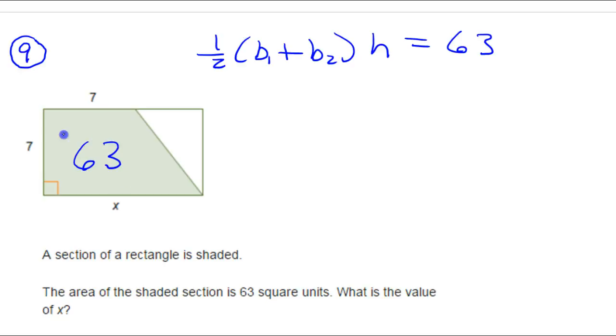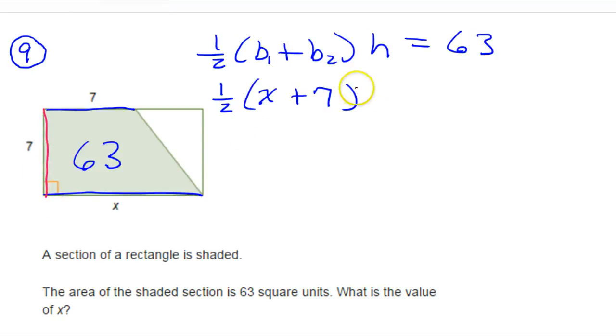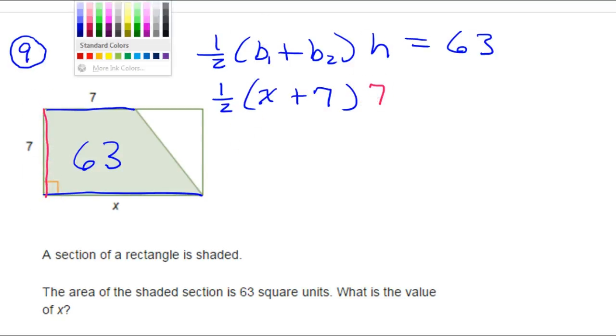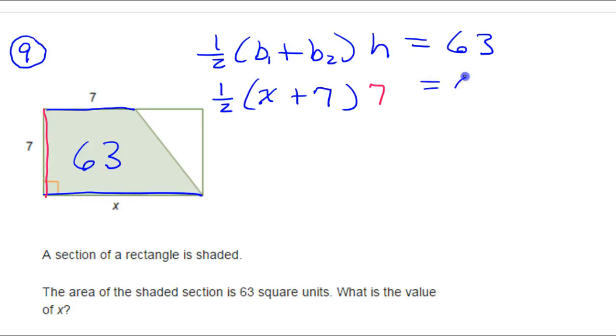So let's just substitute these values into the formula. So we have 1/2. Well, one of the bases is x. The other base is the 7. Alright, these are the two bases, the x and the 7. Alright, and then the height, this is the height, which is another 7. So we have this equation. It only has one unknown, so we should be able to solve it.